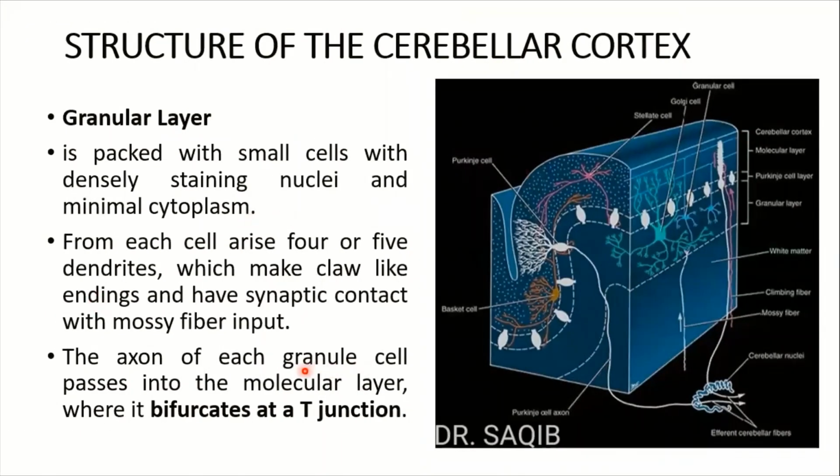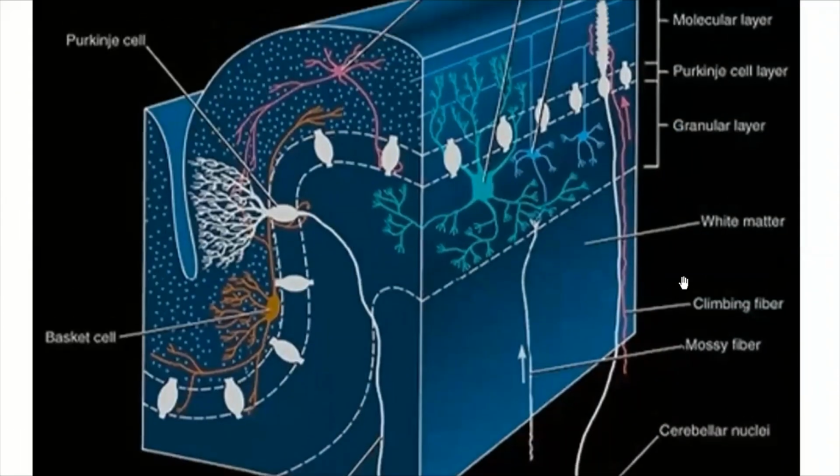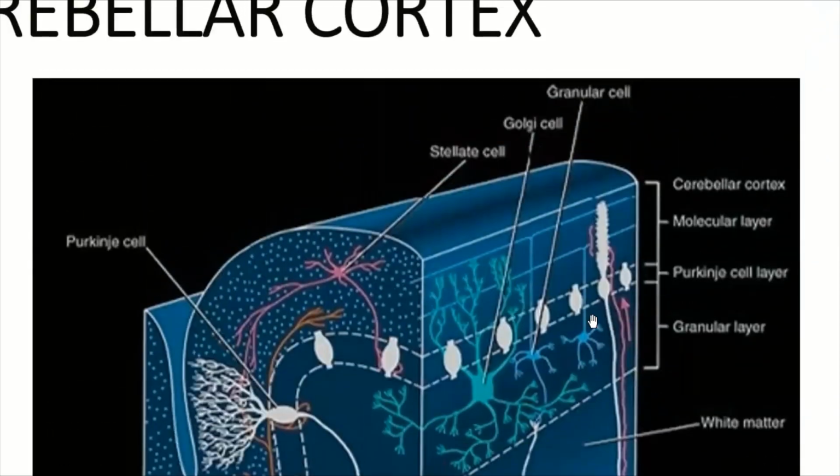The axon of each granule cell passes into the molecular layer where it bifurcates at a T junction. Here I enlarge it again. Here you see, these are the axons of the granule cells. Here they bifurcate. This is a T pattern, and they are running parallel to the long axis of the folia.